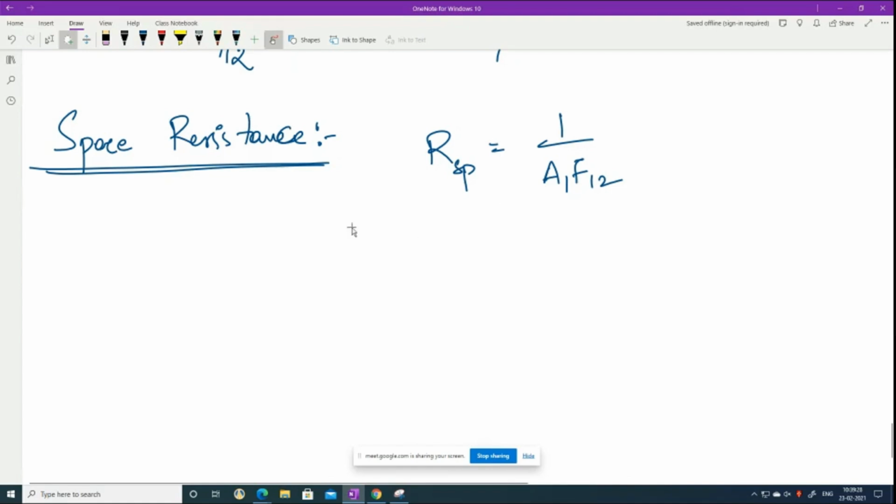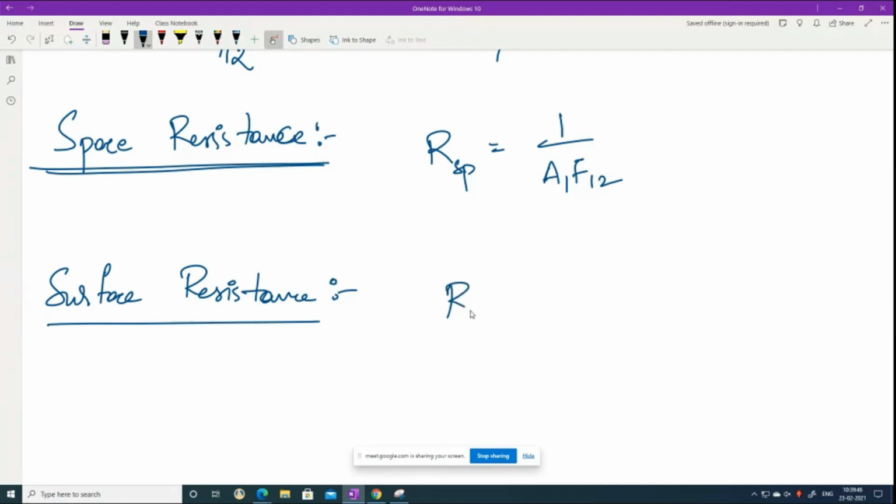So simply put, this is the space resistance formula, right? Also, you get something called surface resistance. What is the resistance provided by the surface? RS, RSUR sometimes. I will write it like RS. So what will be the formula for this one? The formula for this one is 1 by epsilon into A.